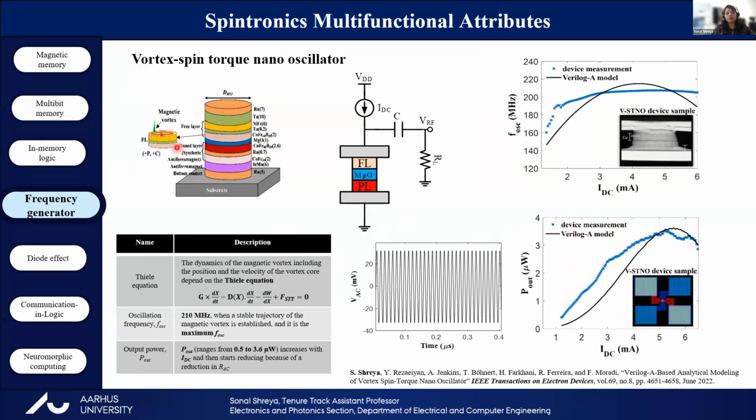So today in session 5, Diana already mentioned vortex. So this is a magnetic texture which is formed due to the magnetic moment orientation on the free layer, and then a magnetic vortex is formed, which attains a trajectory, and then we can measure the frequency of the device. This way we can have the oscillation in the device, and then we can measure the frequency and the output power accordingly.